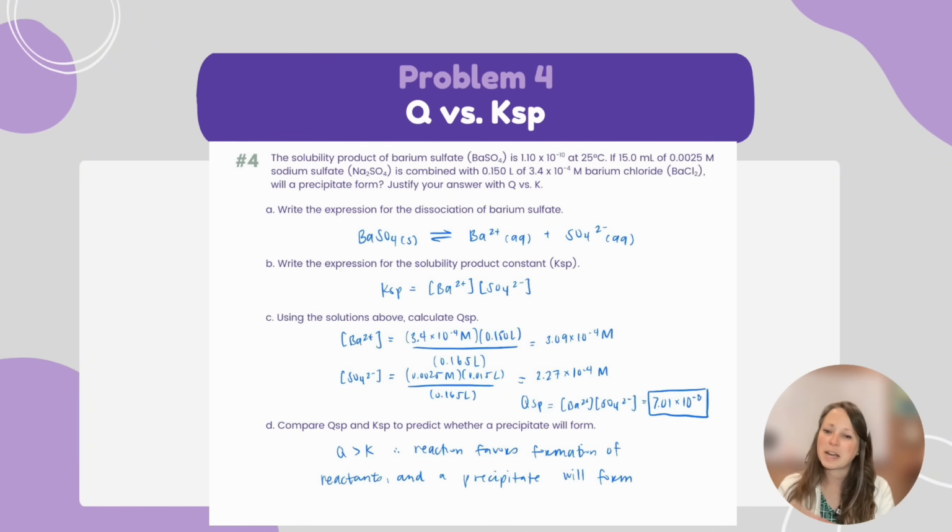What that means is the reaction is favoring the reverse reaction. We're favoring the formation of reactants. And you're like, okay, so we're not going to form a precipitate. Look at your dissociation equation. Be careful with this. The reactant is a solid. So yes, we are favoring the reverse reaction or the formation of those reactants, but that's where our precipitate is. So therefore, this would form a precipitate.